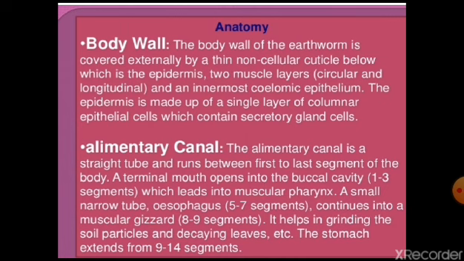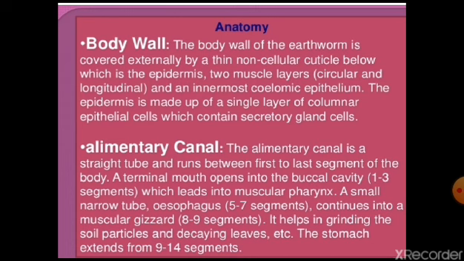So, this non-cellular cuticle has an epidermis layer below it and two muscular layers. One is circular muscular layer and the second one is longitudinal. And the innermost coelomic epithelium, that means the epithelium which covers the coelomic cavity of the earthworm. The epidermis is made up of a single layer of columnar epithelial cells which contains secretory gland cells.